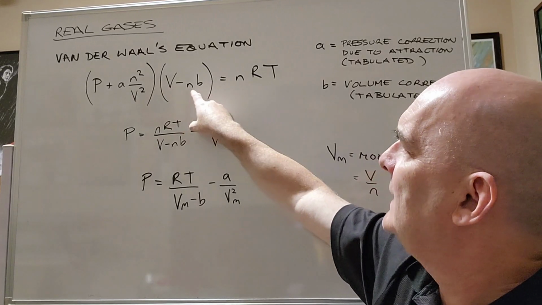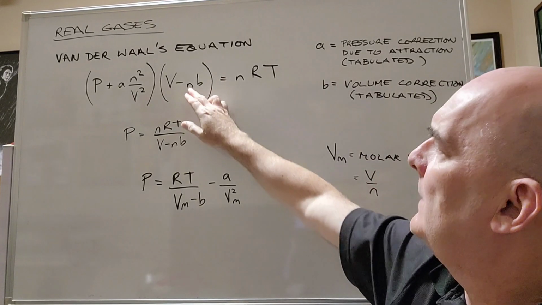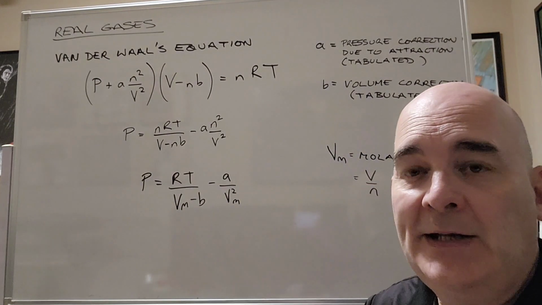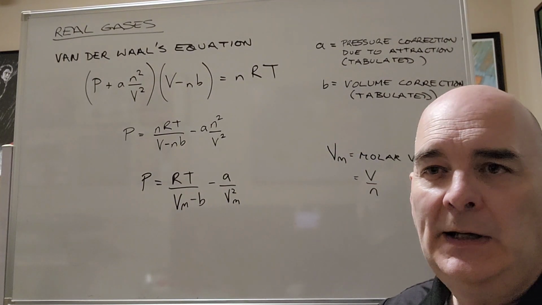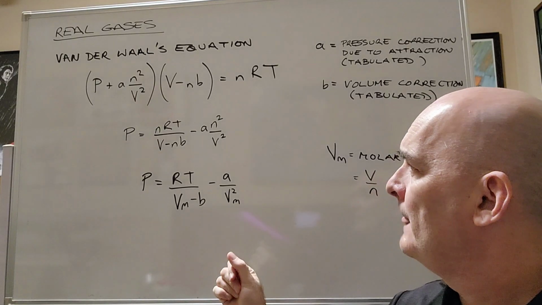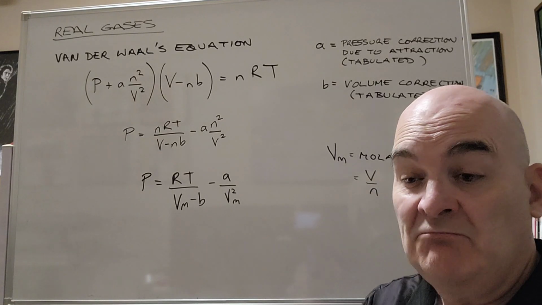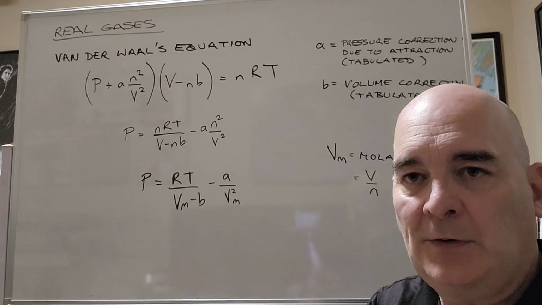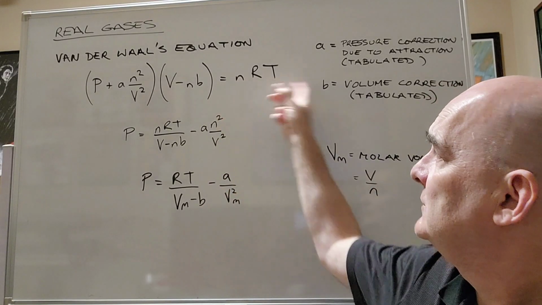It is V minus nb. n is the number of moles. b is this volume correction, and again, it's tabulated. It's somewhere in the textbook, in a reference text, or on the internet, and it just basically says we recognize that the gas that you're looking at has an appreciable volume, and then that just equals nRT.